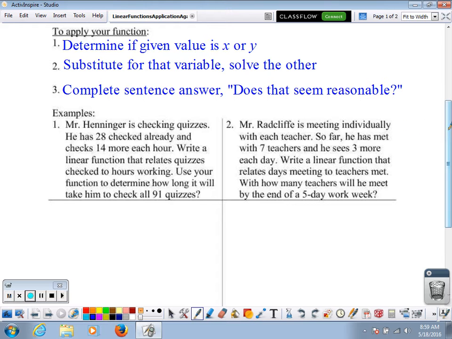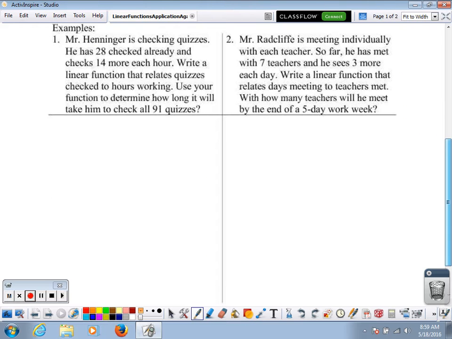Okay? So, let's start here. Let's read this story, and let's define our variables. Let's begin with that. So, read this story for us, please. Linear. Okay. When we see write a linear function, that's the indicator that they want y equals mx plus b.